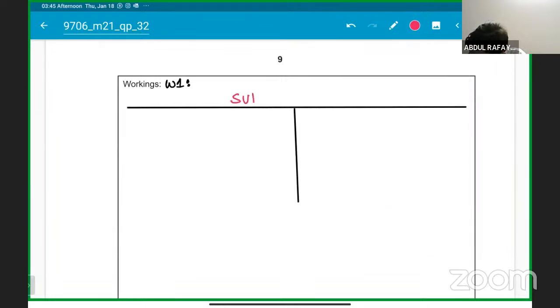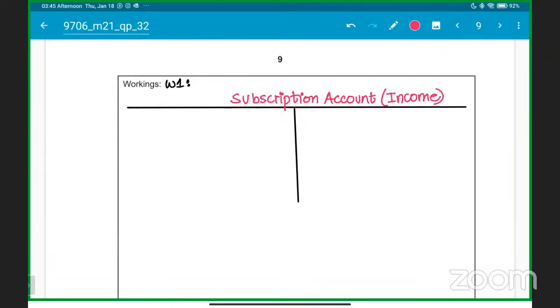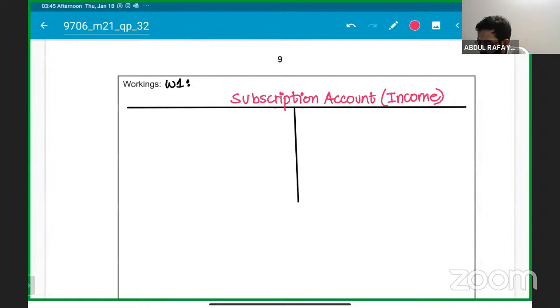Students following? Students need to understand that the subscription account is an income account. Everyone with me, following? So understand that the accrued, prepaid and accrued will be applied here. If you have received the subscription in advance and you haven't provided the service, it's a liability on us. It's a liability on the Sunshine Club.